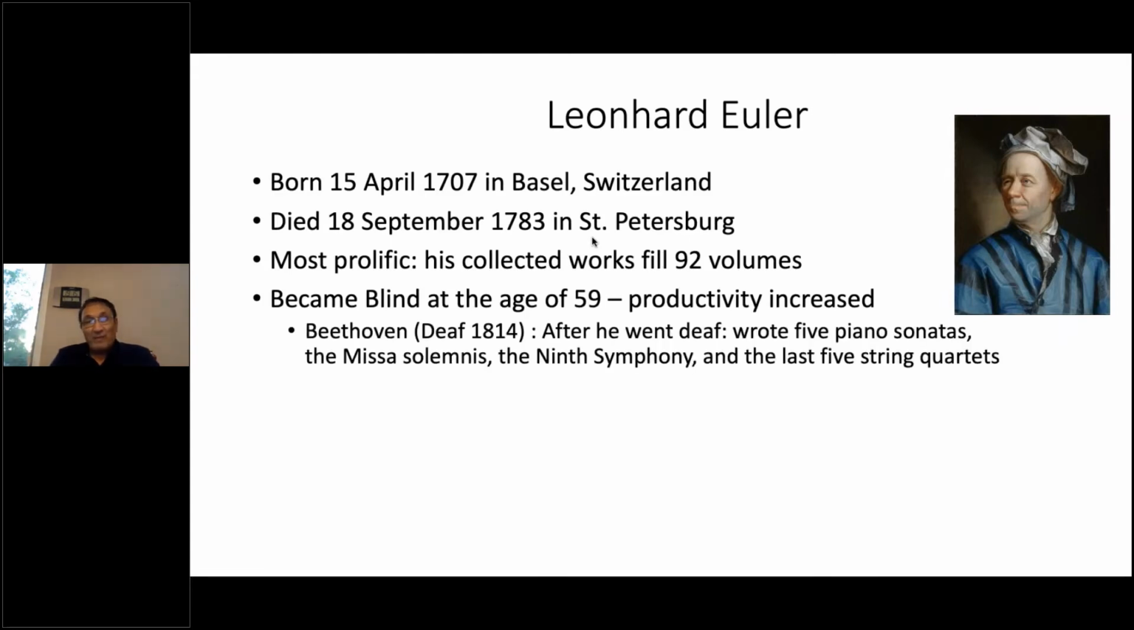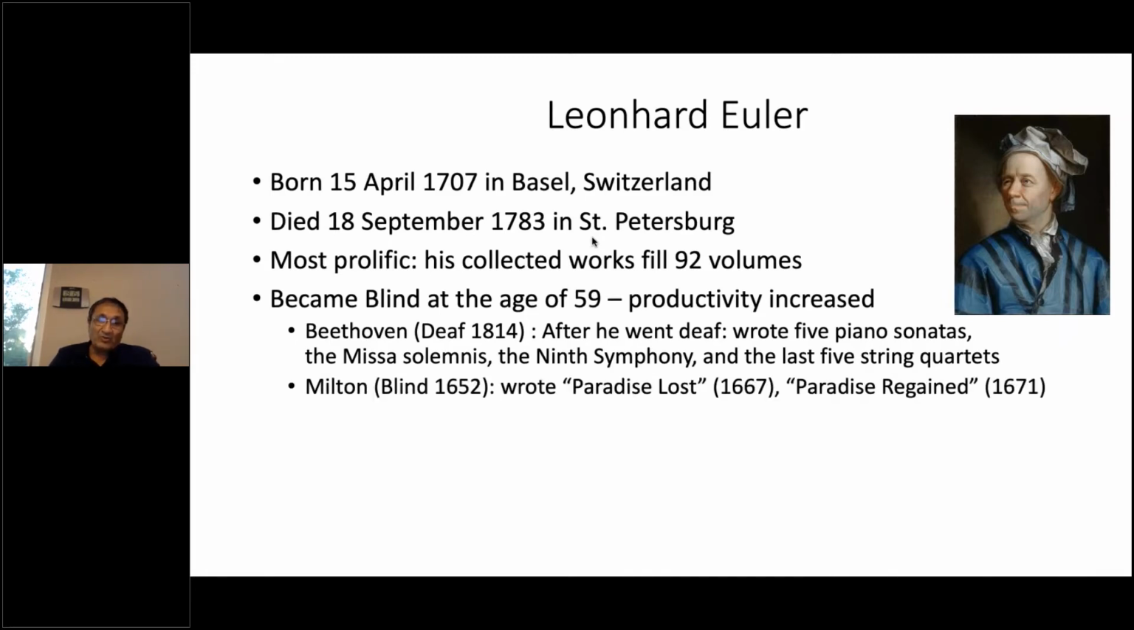And this is similar to many famous people. Many geniuses have this property. When you take away one of their faculties, their base knowledge or base abilities increase. So Beethoven, for example, became deaf. And after he went deaf, he wrote 5 sonatas, the Missa Solemnis, the 9th Symphony, and the last 5 string quartets. Same thing is also true of Milton, who became blind in 1652, after which he wrote Paradise Lost and Paradise Regained.